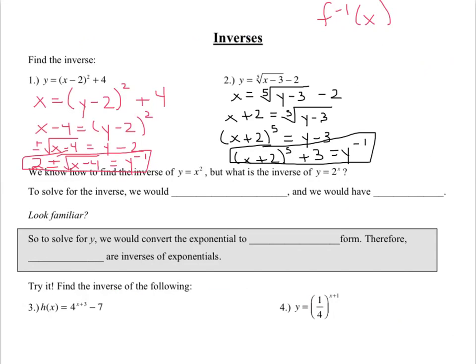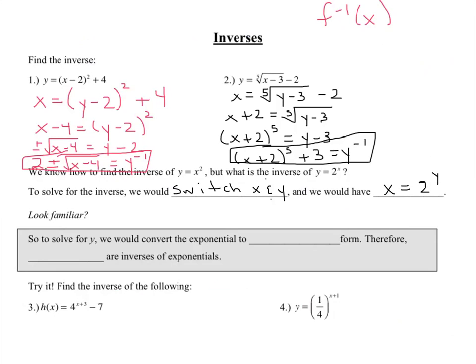So it says we know how to find the inverse of y equals x squared. That's similar to what we just did. But how do we find the inverse of y equals 2 to the x, which is an exponential function? So to solve for the inverse, you would again switch x and y, or interchange them. And if you do that in an exponential, you end up with x equals 2 to the y.